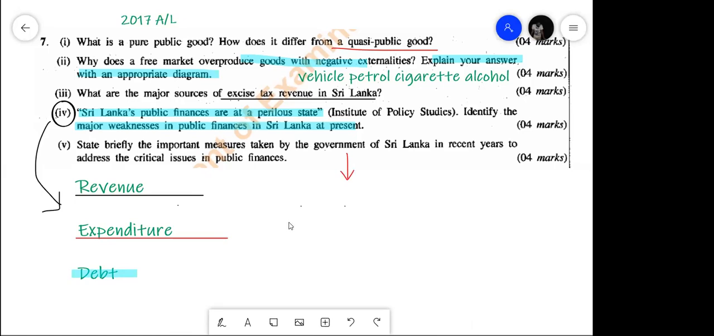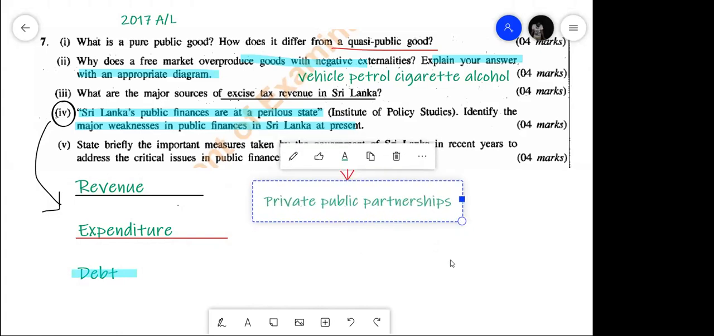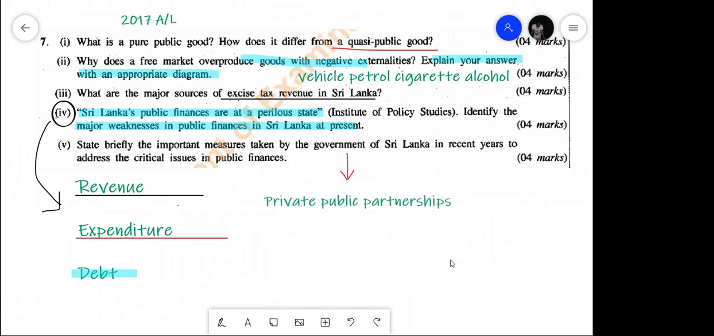What has the government done? Selling lands to foreigners, okay, not really. So you can put this, well, let's word it nicely. Let's look at private-public partnerships. So this is one. Because what is a private-public partnership? This is where the government gets in touch with private firms to invest, to come up with different things, because the government does not have all the money.